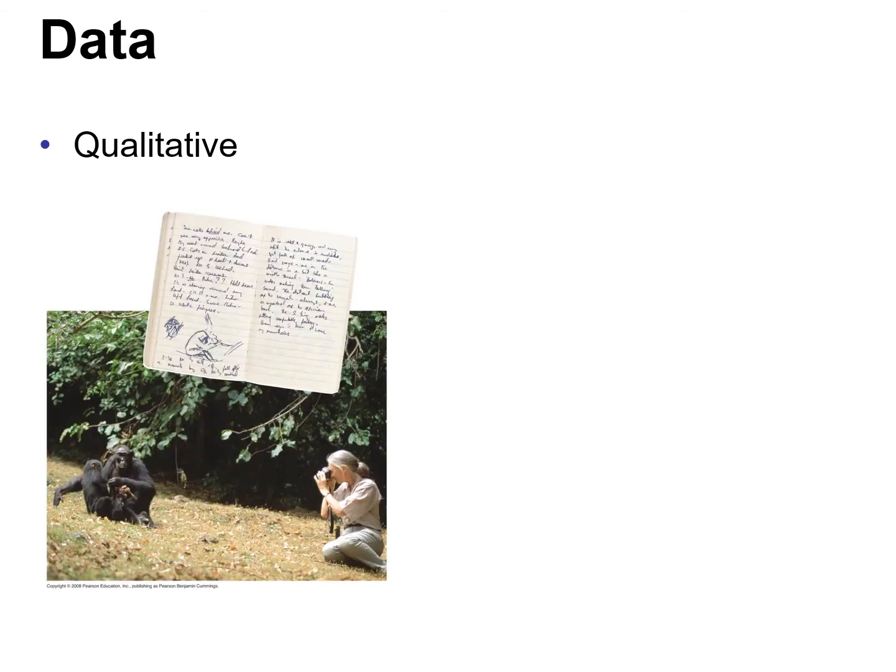Scientists use two types of data. The first type is qualitative data, which are basically descriptions. This is a lot of the type of data that is generated in field studies. The scientist is observing something occurring in the natural world, and they're writing down their description of what they're observing.